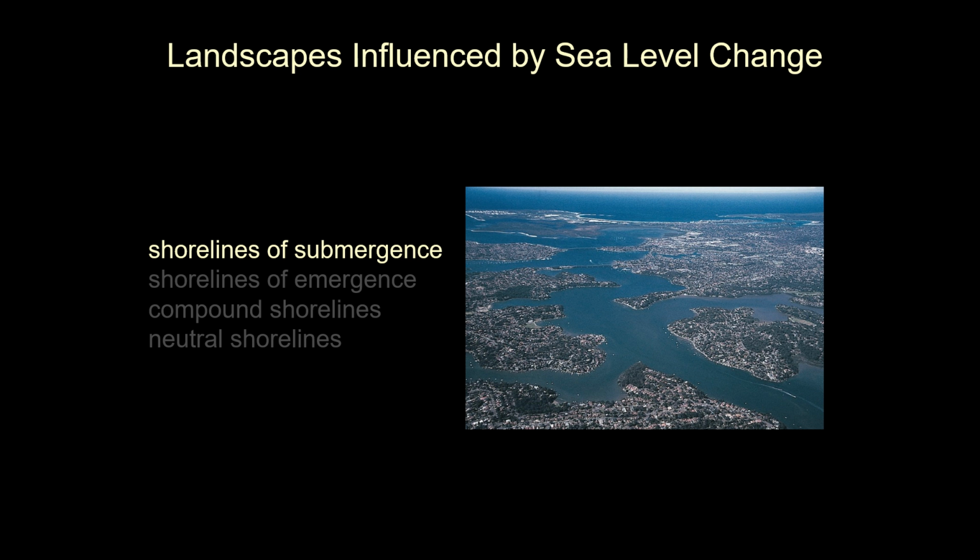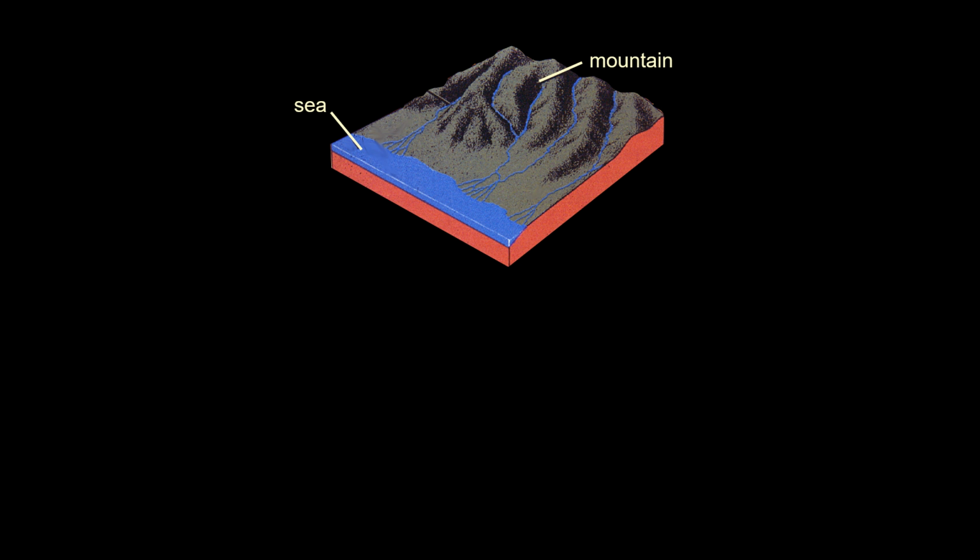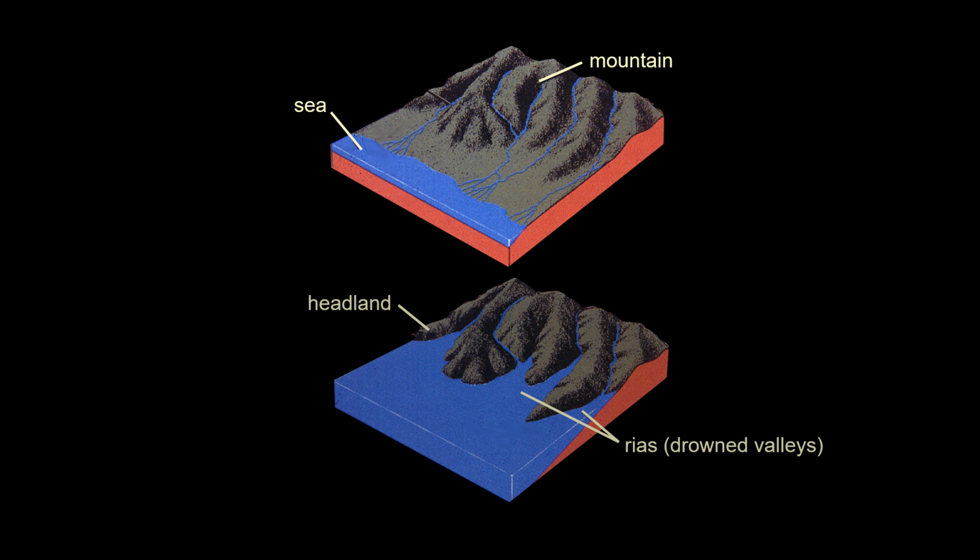Let's talk for just a moment about landscapes influenced by sea level change, since we've talked about sea level change as being something that's important in coastal landform development. I want to walk you through some landscapes that are associated with either rising sea levels, like shorelines of submergence, or emerging coastlines, as in the case of shorelines of emergence. So let's start with shorelines of submergence, and we'll look at this situation that we call a ria coastline.